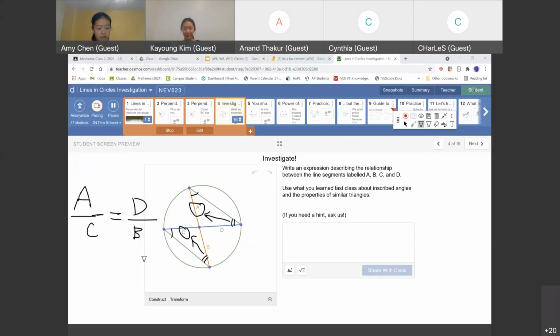Okay, so once again, we're setting the sides in proportion to each other. So side A divided by side C equals the length of side D divided by side B. If we cross multiply, so these multiply and these multiply, then we get AB equals CD. Does everyone know how we got this?